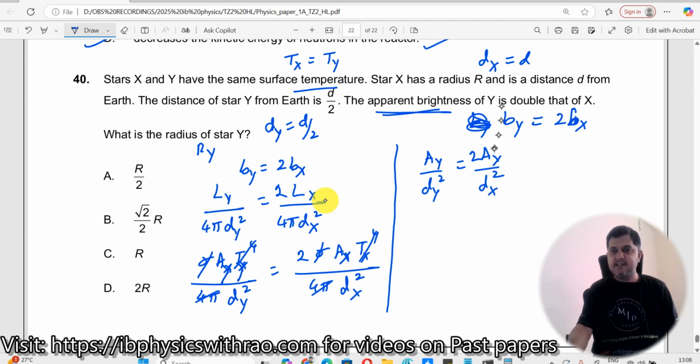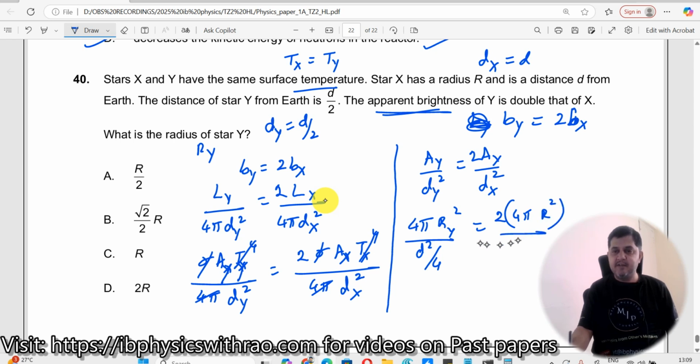Now we also know dX is equal to D and dY is equal to D by 2. So what is AY? For a spherical star, 4 pi R square is the surface area. So 4 pi RY square divided by D square by 4 is equal to 2 times 4 pi R square divided by dX square, which is D square. D square also goes away, so this 4 pi also goes away. So what am I left with?